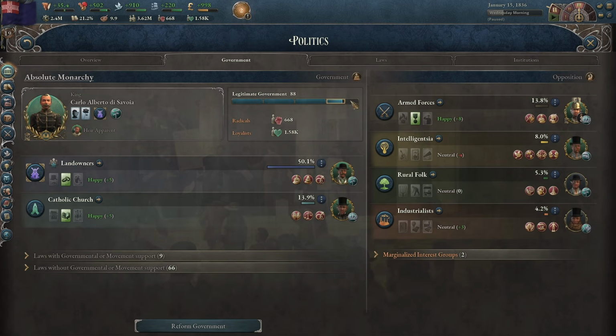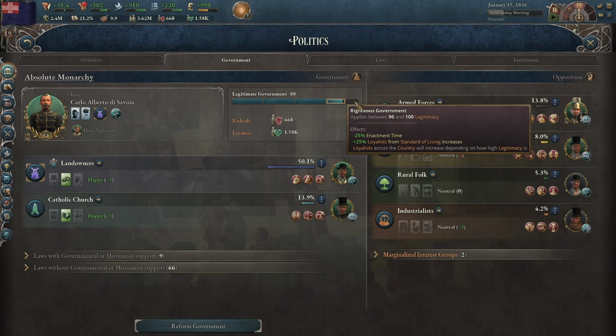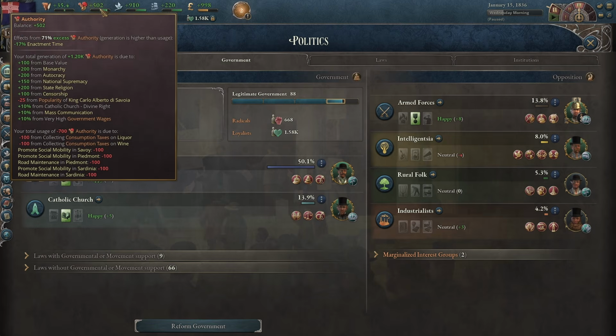Generally, it's easier to get a lot of enactment time bonuses by being in righteous government, but in order to be in righteous government, you need a very high legitimacy, and sometimes that can be difficult to come by. So be aware that if you ever really need to get a law done, you can just strand authority, and then the stranded authority will help you make really meaningful progress on the rolls for your laws.